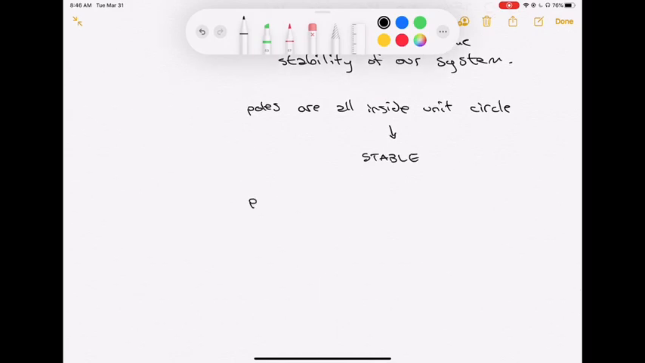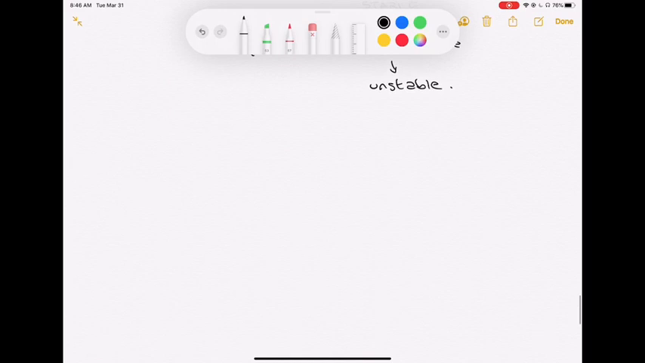We know if there's a pole outside the unit circle, that would mean unstable. And we know stuff about what happens if you have poles on the unit circle. That's marginally stable unless they are repeated, in which case it becomes unstable. All of those things that we had seen before could easily be assessed by this transfer function.